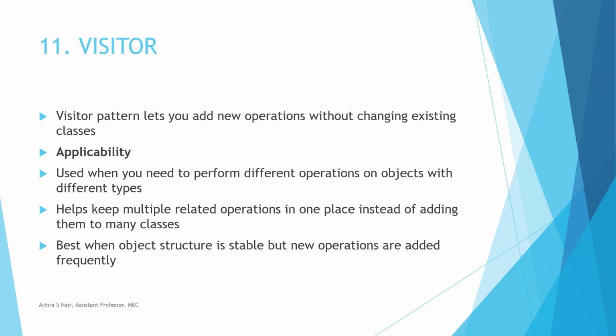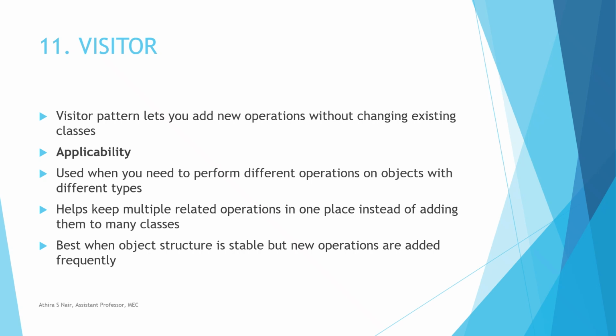So the next type is visitor. This pattern represents an operation to be performed on the elements of an object structure. Visitor lets you define a new operation without changing the classes of the elements on which it operates. We can use this visitor pattern when an object structure contains many classes of objects with differing interfaces and you want to perform operations on these objects that depend on their concrete classes, or many distinct and unrelated operations need to be performed on objects in an object structure and you want to avoid polluting their classes with these operations.